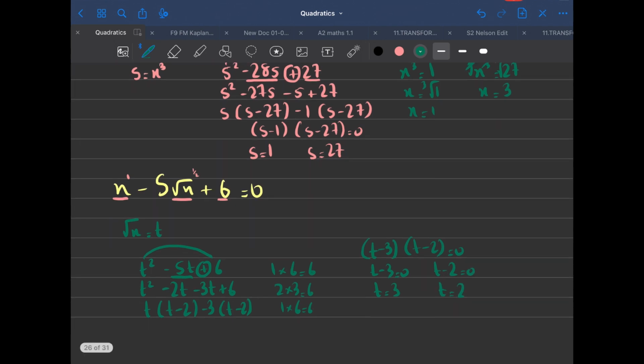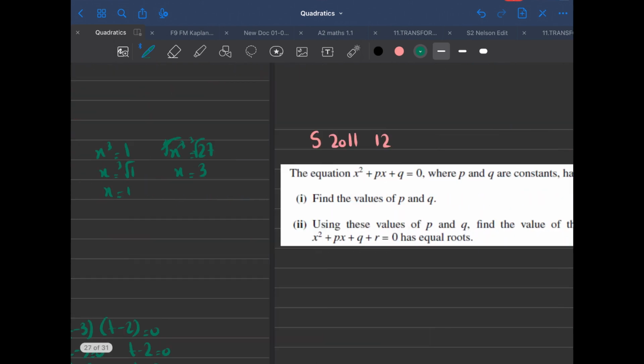Now, what was actually the t? Under root x. How do you remove square root? You square both sides. So my answer of x will be 4 and here it's going to be 9. Do you get this? Now let's begin with few past paper questions.